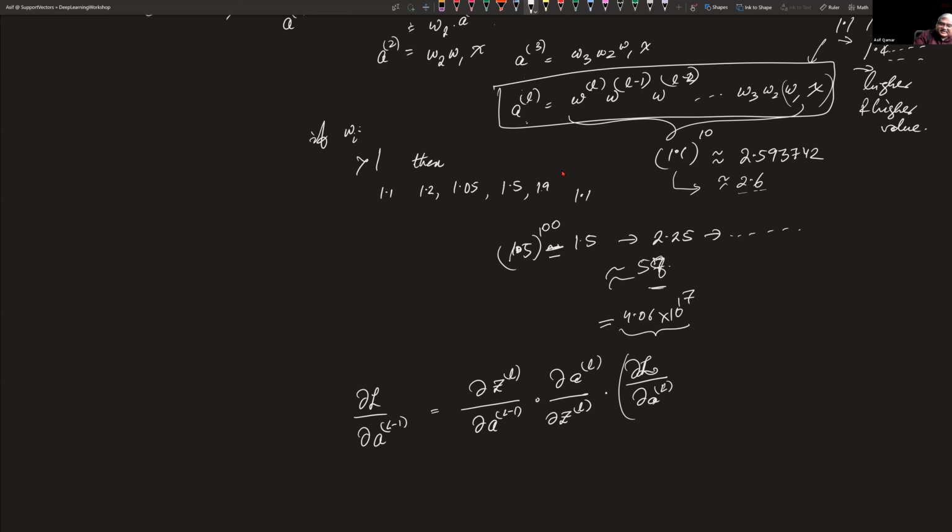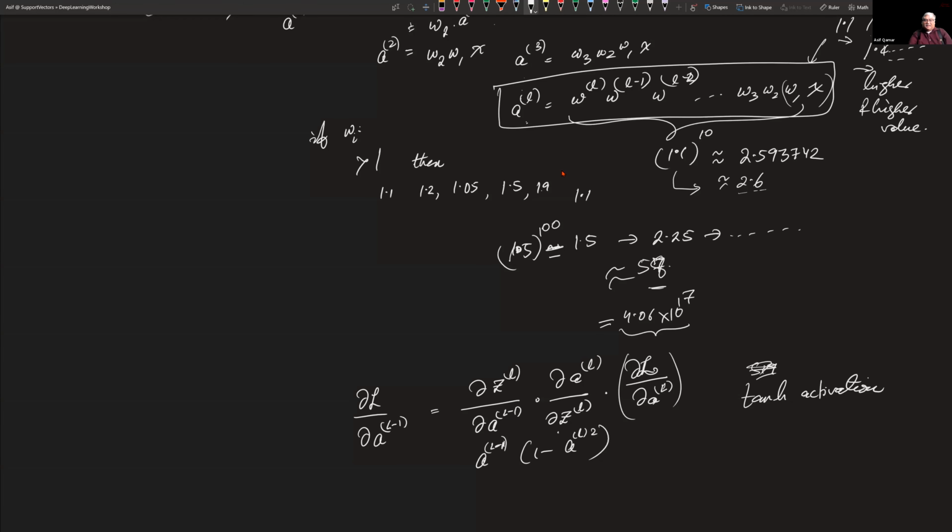Now, let us say that this is computed. What was this? If you remember this term, this is just the activation of the AL-1, and this one was, what was it? Let's say that you use a sigmoid, or let's use tanh activation. From a previous discussion, we remembered that this was equal to 1 minus A, this AL square.